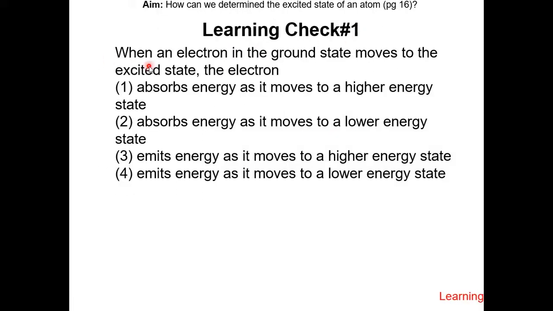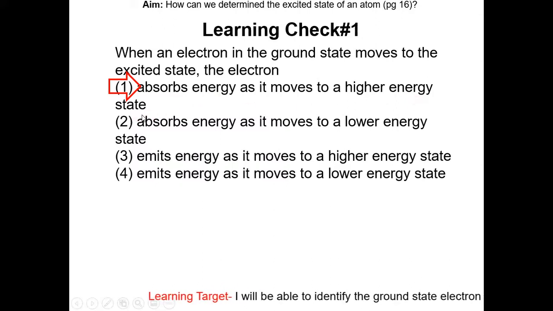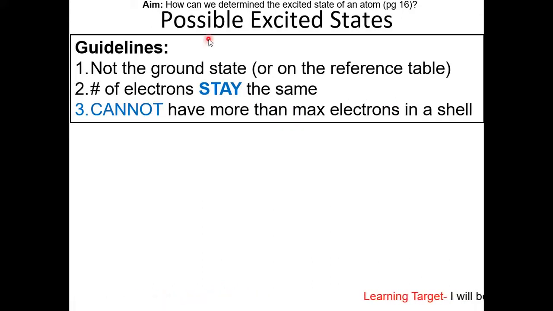Learning check number 1. When an electron in the ground state moves to the excited state, the electron does what? So pause the video and resume once you have the answer. Okay, so the answer is 1. Absorbs energy as it moves to the higher energy state. Okay? So now we're going to focus on identifying excited states.